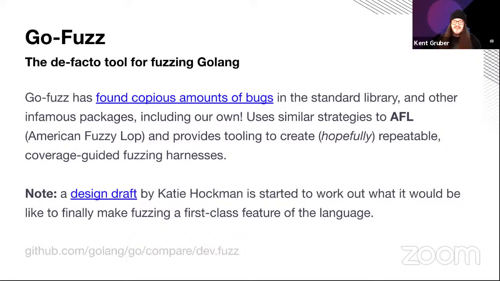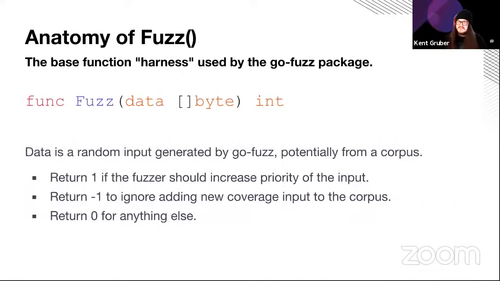Super exciting stuff. I'm looking forward to this finally being available as a first-class feature, even if only in beta potentially to begin with. Really exciting movement in the Go community. But until then, let's focus on GoFuzz. If we're talking about GoFuzz, we're really going to talk about this anatomy of a fuzz, if you will. The base function harness used by the GoFuzz package.